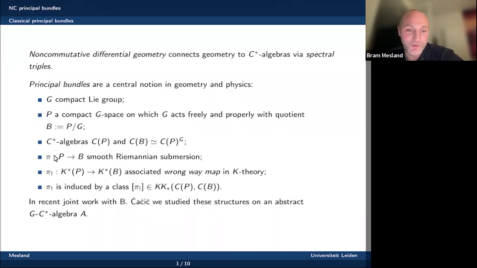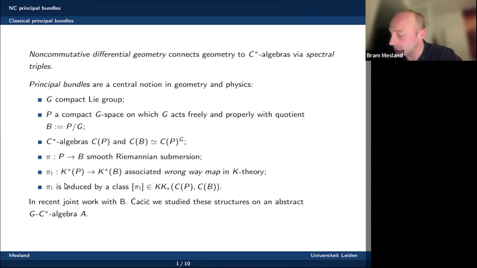And then the natural C-star algebras are the continuous functions on P and the continuous functions on B, which can, in this case, be viewed as the fixed point algebra of this action. Now, the quotient map pi is then a smooth Riemannian submersion, and as such, it induces a wrong-way map in K-theory, which often has interesting properties. And this map pi shriek is actually induced by a specific class in the Kasparov K group that goes between C of P and C of B. Okay, so this is the classical structure that is very well understood and always there.